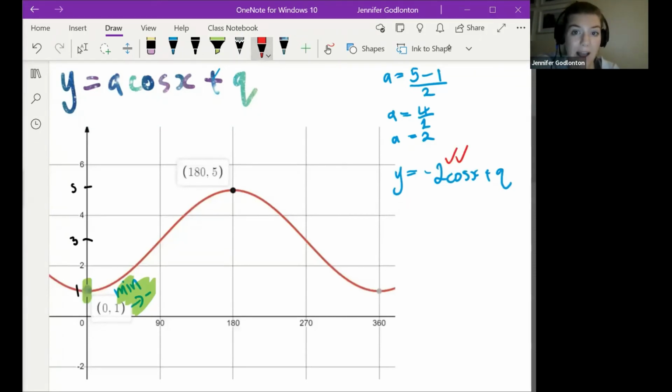I want to see the y. You can't leave these things off. I need to see that y and I need to see that x. You can't just write -2 plus q. It needs to look exactly like what I've written here.